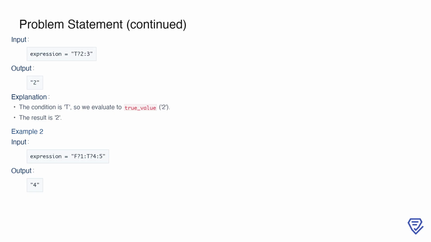Now, in the second example, the expression is F?1:T?4:5. The outer condition is F, meaning false. This leads us to evaluate the false_value, which is the ternary expression T?4:5. In this inner expression, the condition is T, so we evaluate the true_value, which is 4. Thus, the final output is 4.